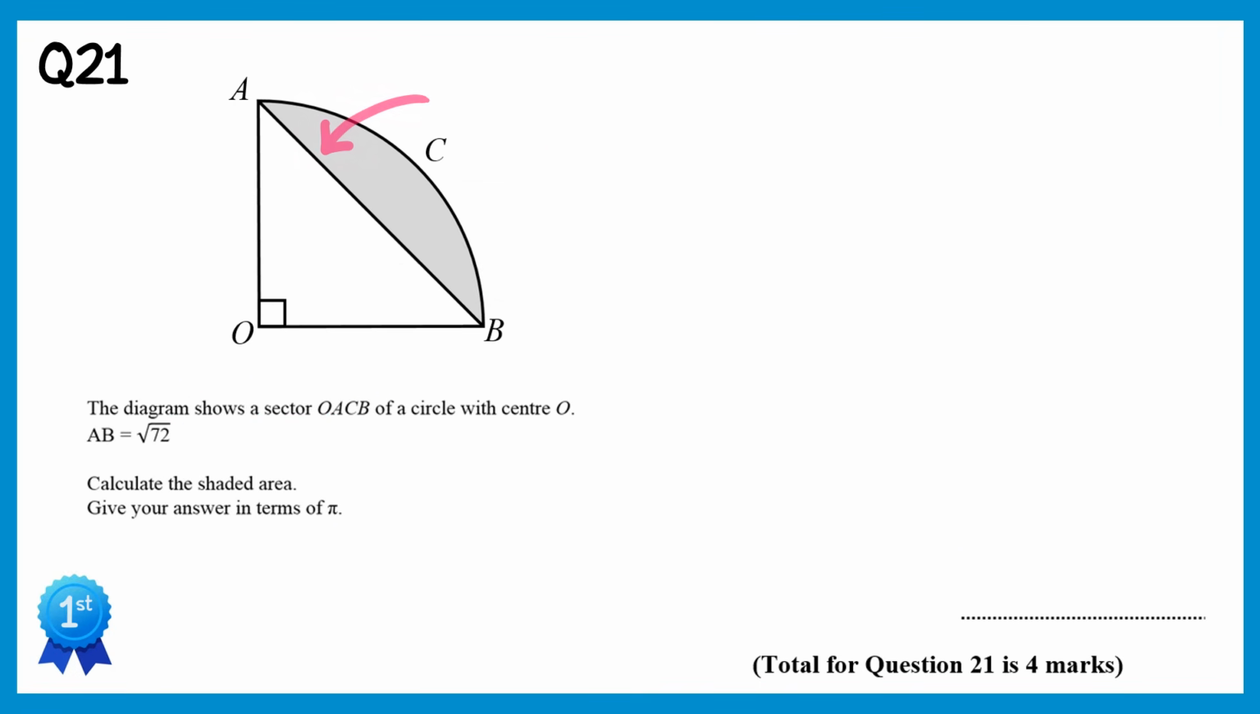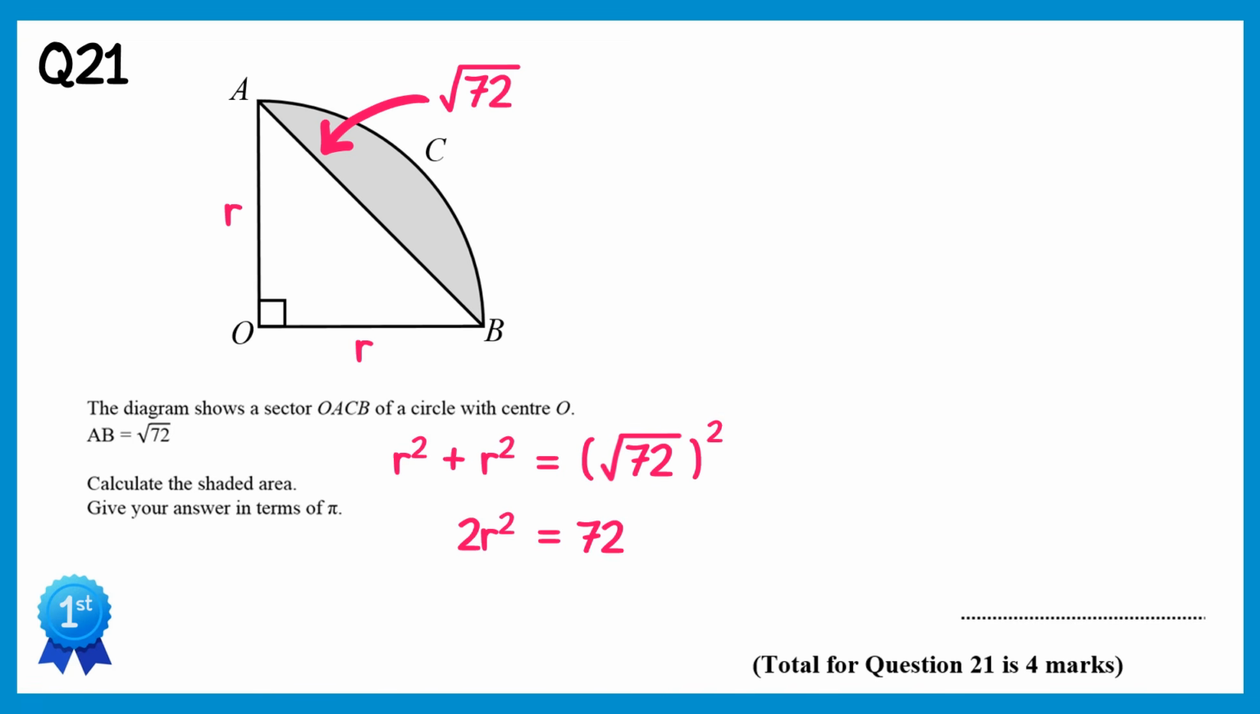In this question, we're told the length AB is square root 72. Since this is a sector, then OB and OA are both radii. So we have a right angle triangle here. If we do Pythagoras on this, then r squared plus r squared equals square root 72 squared. If we simplify the left hand side, we've got 2r squared, and on the right hand side, the square root of 72 squared is just 72. We can now divide by 2 on both sides, giving r squared equals 36, and then square root both sides, giving you r equals 6. Of course, you could have negative 6, but we can't have a negative length. This tells us the radius of the sector is 6.